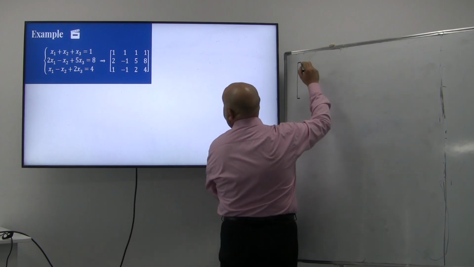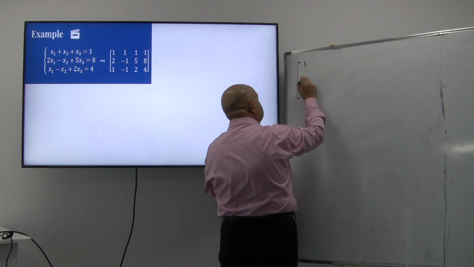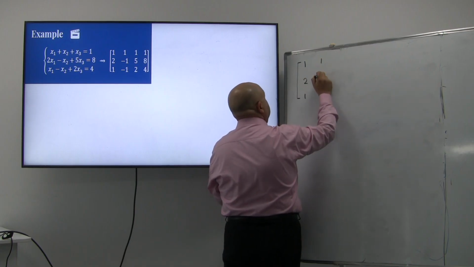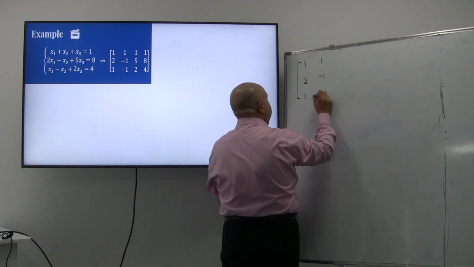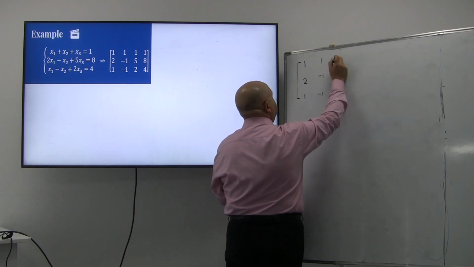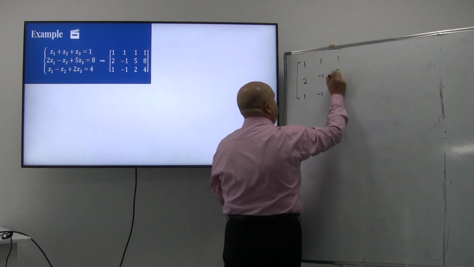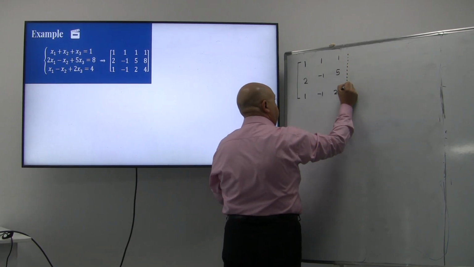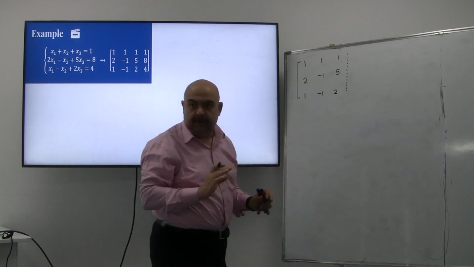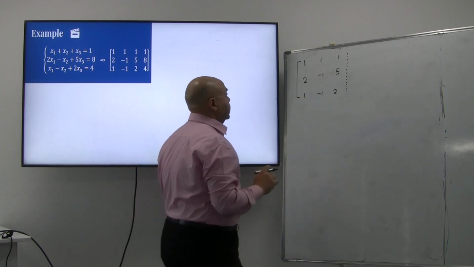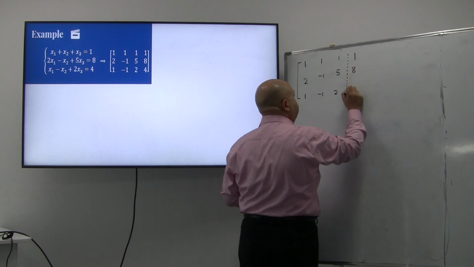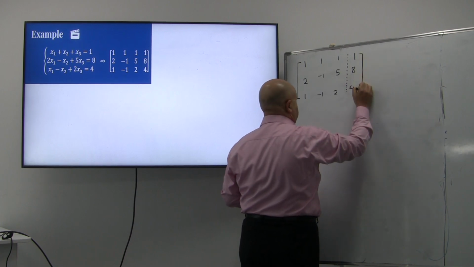Okay, column by column. 1, 2, and 1. For the second one? 1, negative 1, negative 1. For the third column? 1, 5, and 2. Then I will do a dotted line like this. I usually feel comfortable doing it like this. Then I will have 1, then 8, I believe. Last number is 4.